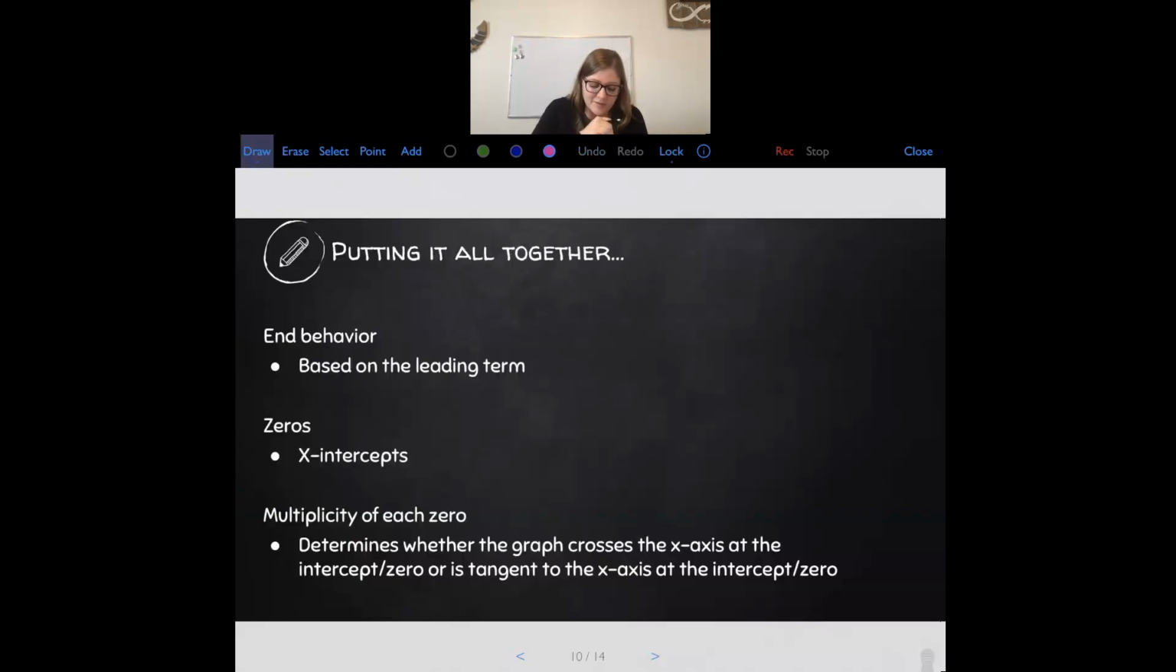So what we're going to be able to do now is put everything together. So we're going to put together our end behavior, which remember is based on our leading term. We're going to put together our zeros, the multiplicity of that to talk about our x-intercepts, and that's going to tell us whether the graph crosses at the x-axis or is tangent. Okay, tangent just means it touches, so I should draw a picture of that. Tangent would mean that it just touches, it doesn't cross.